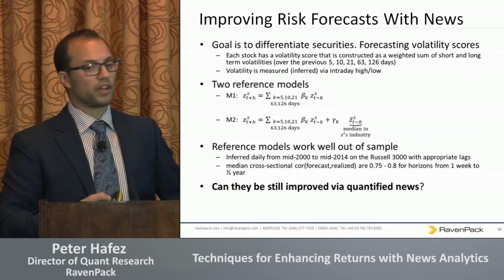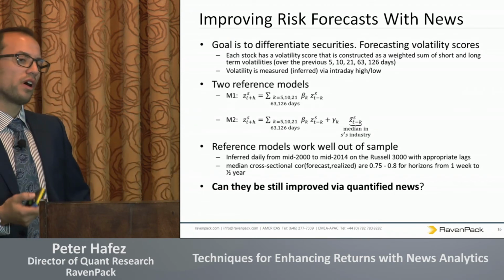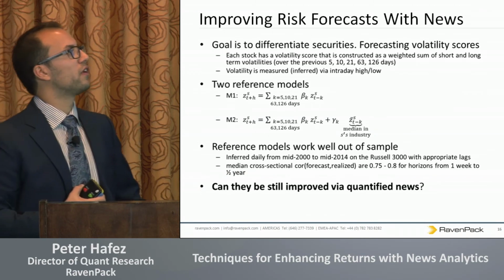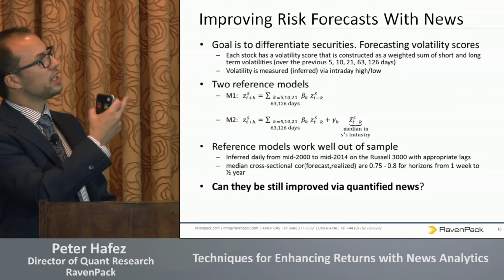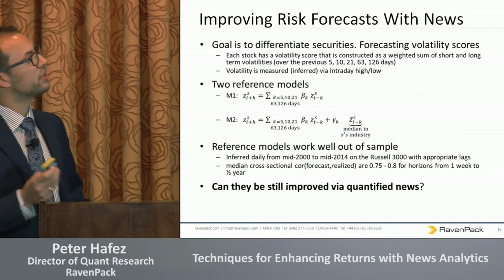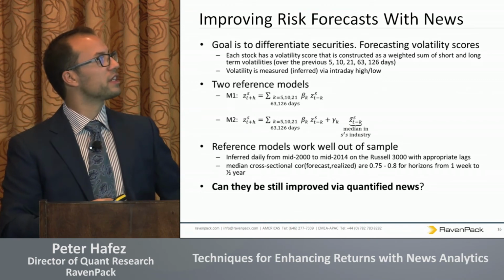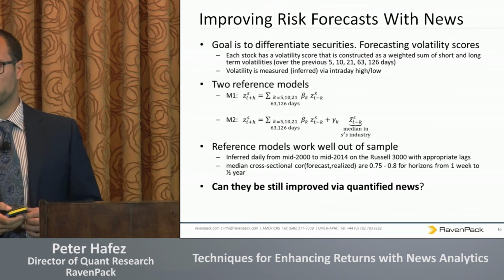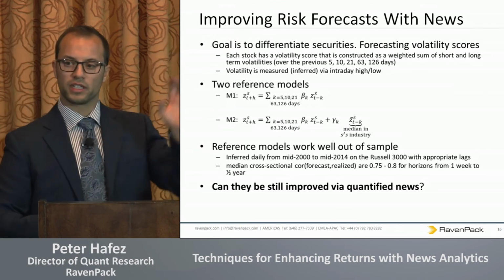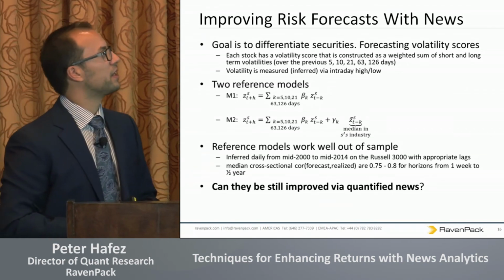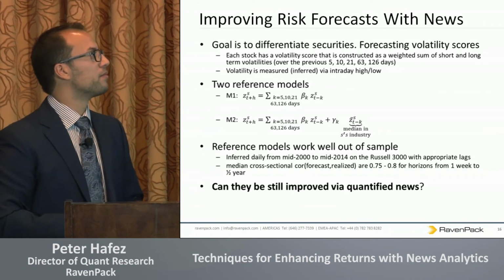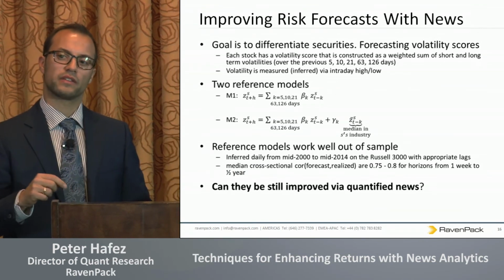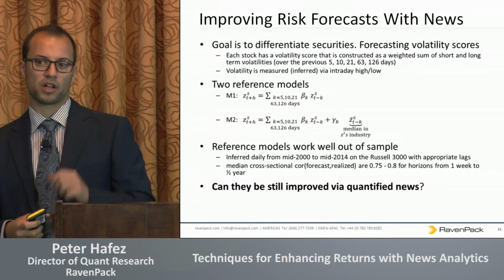He looks at two different benchmark, or reference, models. One basically just considers a weighted sum of volatilities, and he looks at intraday high lows as his volatility measure. So he looks at volatility over 5-day, 10-day, 21 days, 63 days, and 126 days. Then he combines them using some cross-sectional regression model, and that's his volatility score for that company. He then had another reference model where he adds an extra component where he allows the industry volatility also to impact the volatility of your stock. So that's benchmark model number 2.